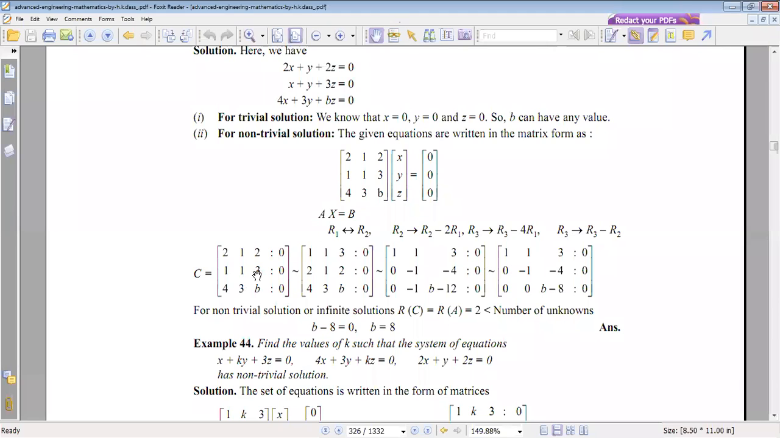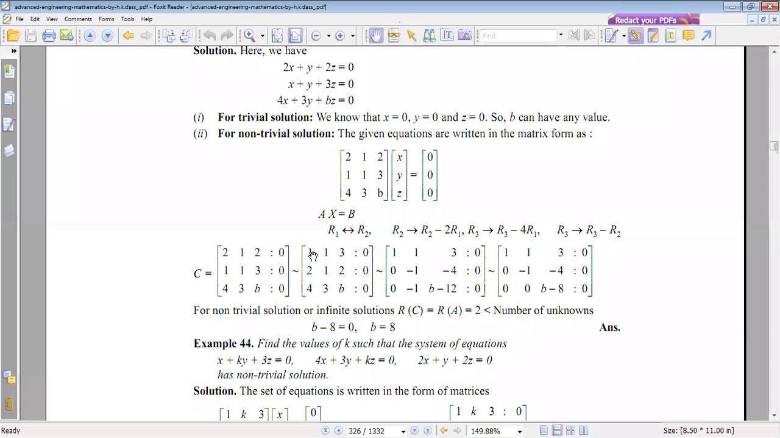Okay. Now see here, in the first step, what happened? We interchange row 2 with row 1 so that this element becomes equal to 1. So what do we get? 1, 1, 3, and 2, 1, 2. The third row is already 4, 3, b. Now using this one, we can easily make this one and this one equal to 0.